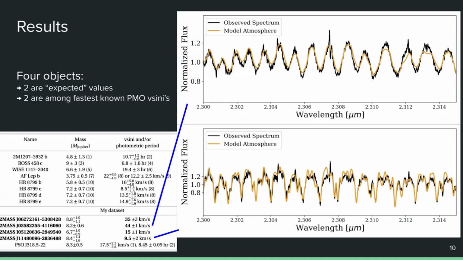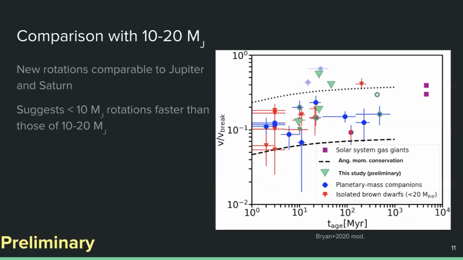Okay, so let's do the comparisons and look for those observables. So I want to caution that this is preliminary. The V sin i's are fine, I mean, you can see from the spectrum, but the exact placement on this plot, and I'll explain why, is preliminary. So I've highlighted these 4 triangles are the 4 that I've measured, and I've also highlighted in green everything that was already on this plot that's under 10 Jupiter masses, and I'm just blinking them so that you can see them.